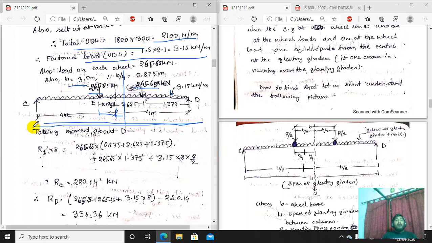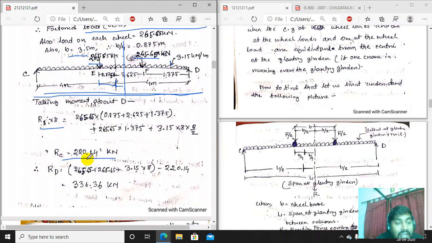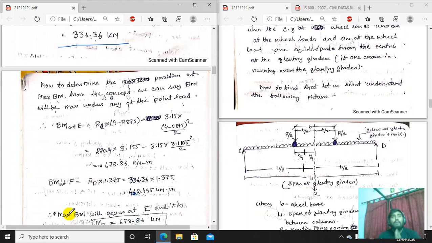Now to calculate the maximum bending moment, we have to determine the reaction forces. Let us find the reaction forces, similar to those we found in the previous section. We have to consider all the loads and the moments. So RC we are getting 0.14, and RD we are getting 336.36 kilonewton. These are the two values of the reaction forces. Now depending on the reaction forces, we have to determine the maximum bending moment. From the bending moment concept, I think you have a clear bending moment diagram concept.